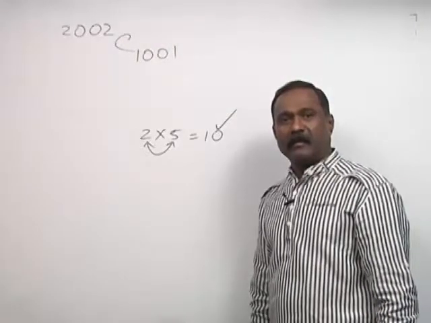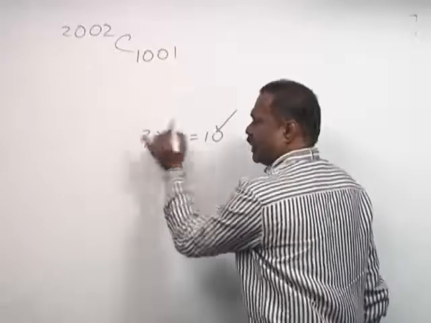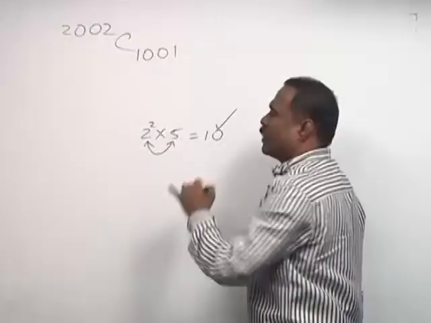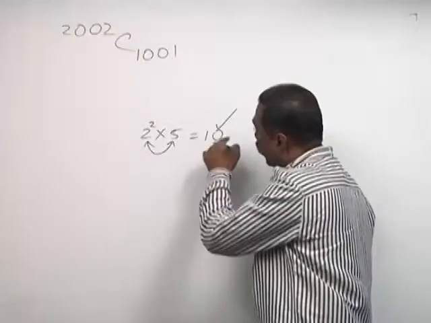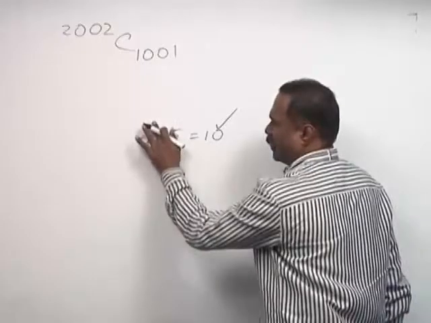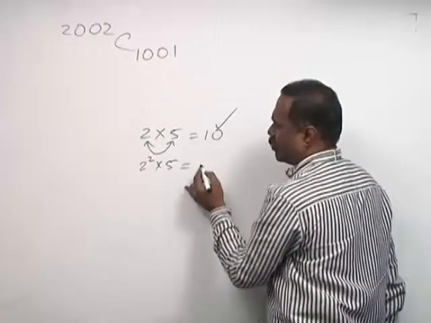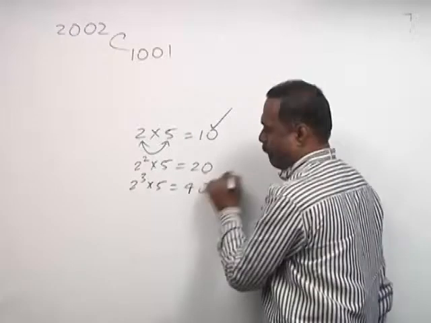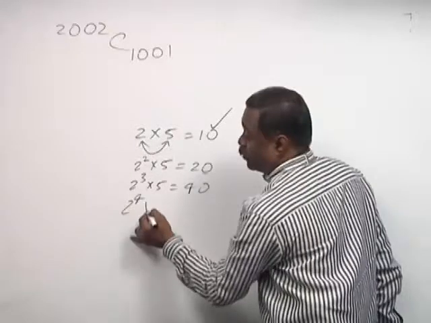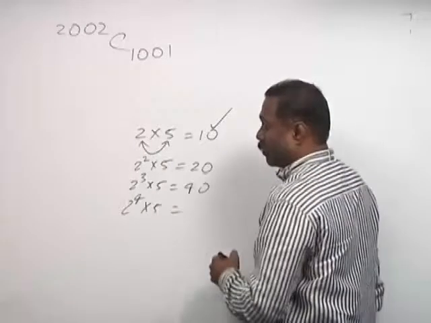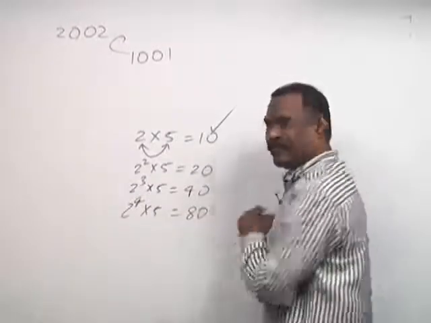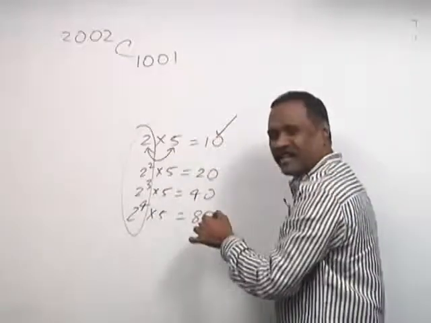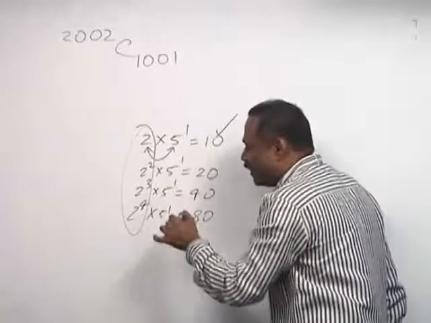Do you understand what I'm saying? 2 into 5 gives you 10. 2 square into 5 gives 20, isn't it? 2 cube into 5 gives you 40. 2 power 4 into 5, that is 16 into 5, gives you 80. What does it mean? Even though the power of 2 is increased, the number of zeros is not increasing. It depends on the power of 5 only. Understand?